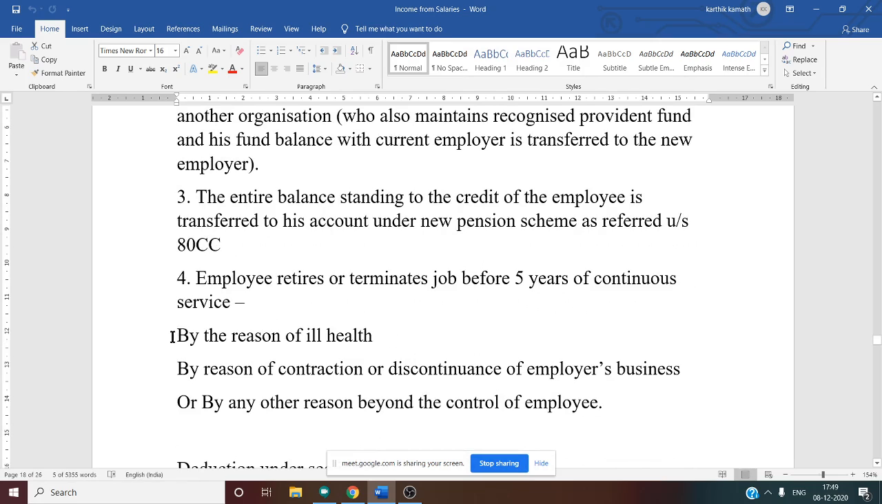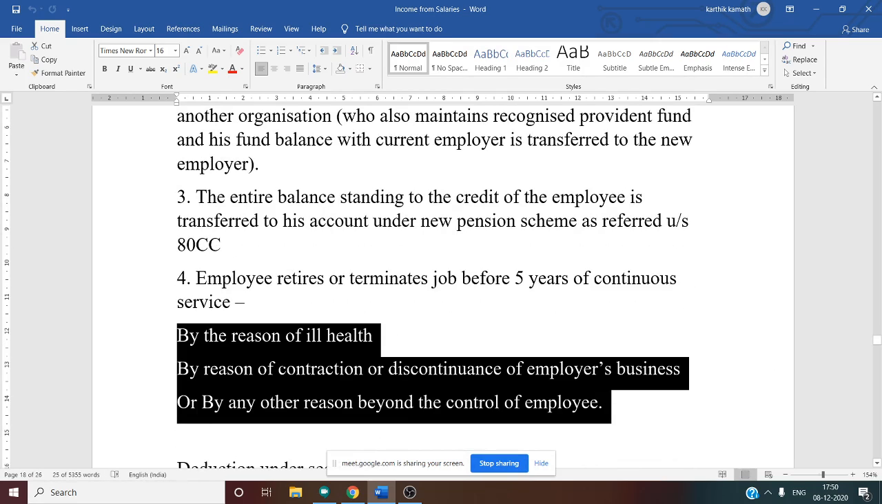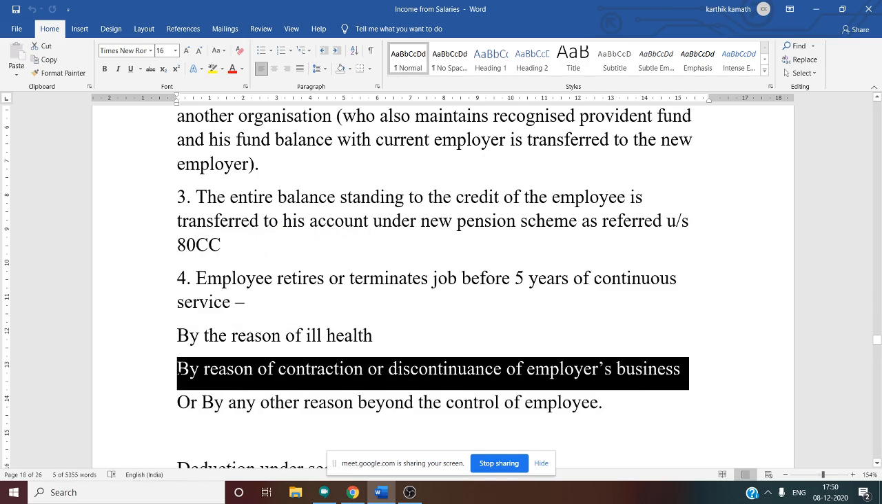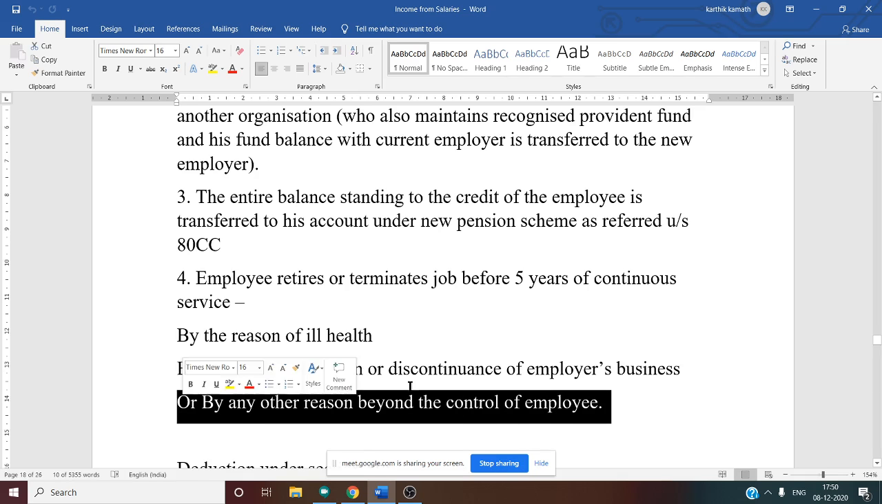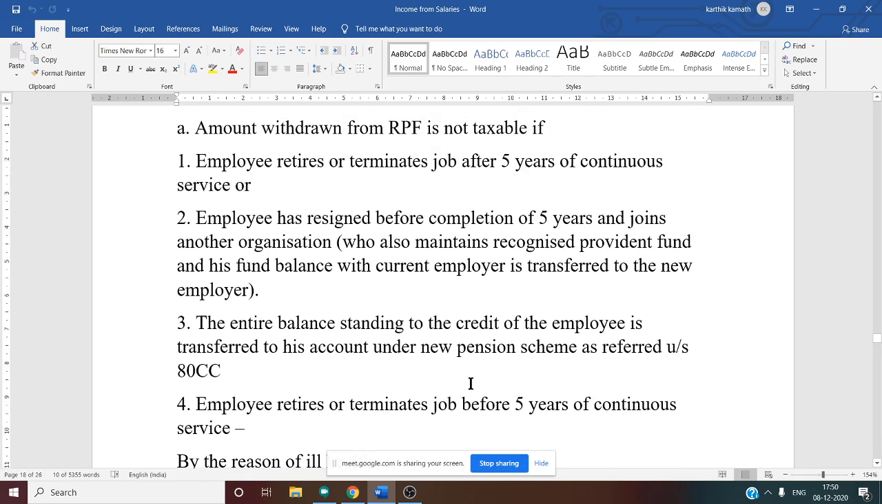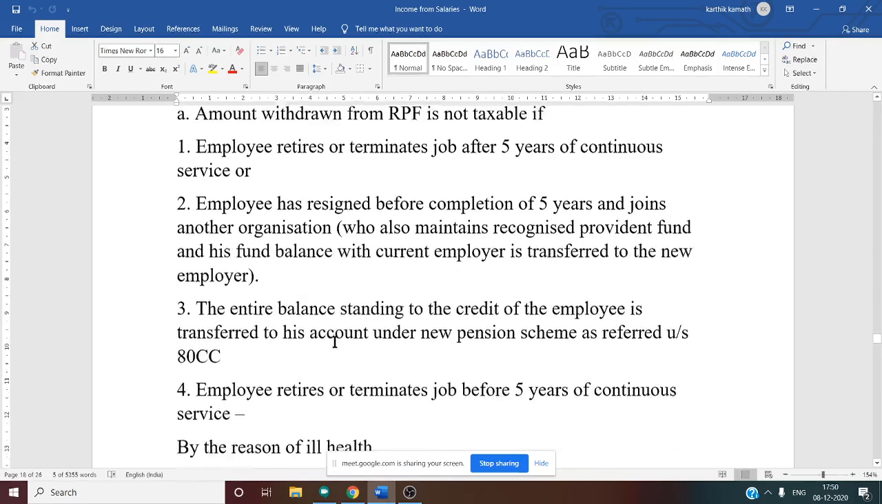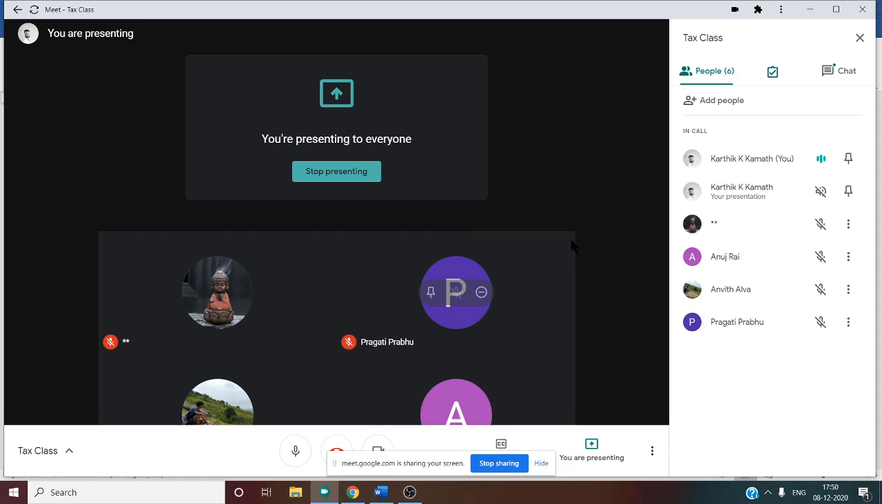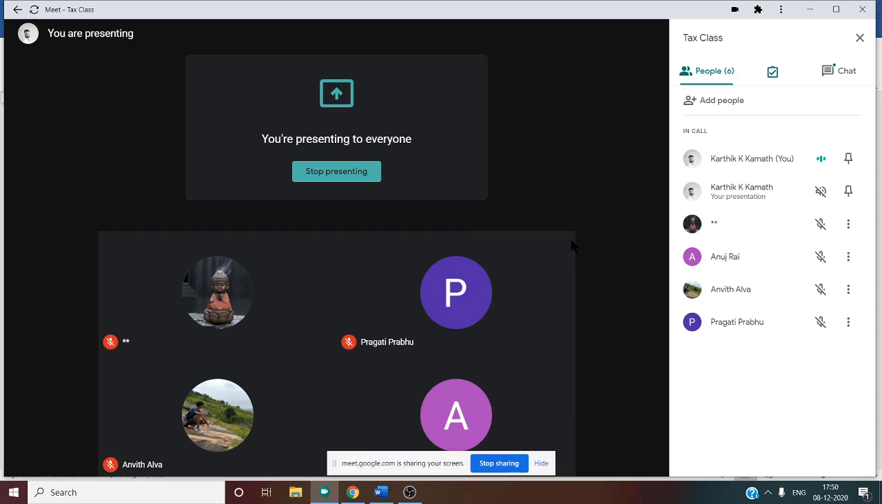Then there may be certain conditions given, by reason of ill health. Why does he terminate or retire from the job before 5 years? Because his health may not be proper, or because of contraction or discontinuance of the employer's business, or by any other reason beyond the control of the employee. In all these cases, RPF lump sum amount is not taxable. So I hope now you understood in brief what is meant by PF and RPF, URPF, SPF and their taxability.